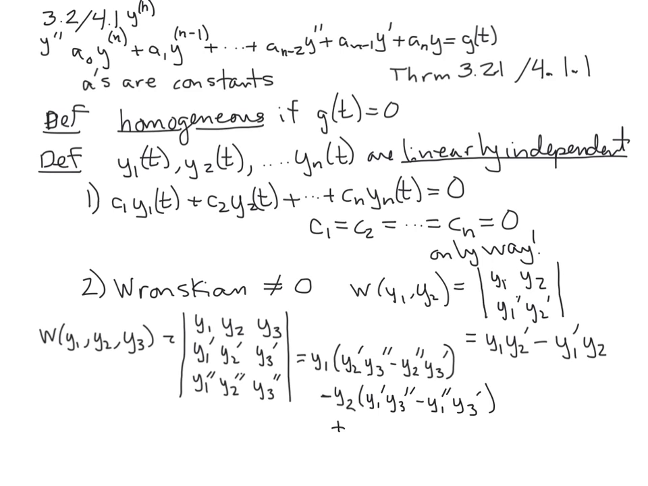And then one more here, we've got y3. We ignore that row and column and find the determinant of the 4 on the lower left, which is y1 prime, y2 double prime, minus y1 double prime, y2 prime. All right, so those are the Wronskians. So you can find the Wronskian, and if you don't get 0, then the functions are linearly independent. Now I need to tell you what all of this is about, all these definitions.